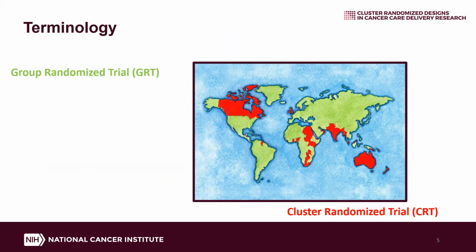So before we start, a little bit of terminology. In the US and some other parts of the world, this type of design is referred to as a group randomized trial. In Europe, Canada, and Australia, it's referred to as a cluster randomized trial using the acronym CRT. And in this course, we're going to use the terminology cluster randomized trial and use the acronym CRT.